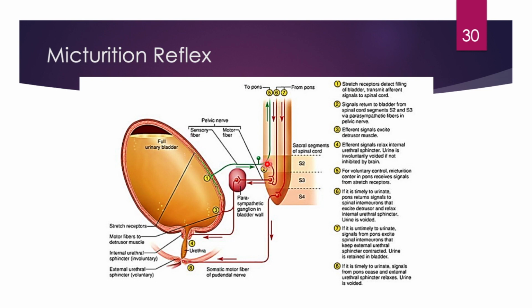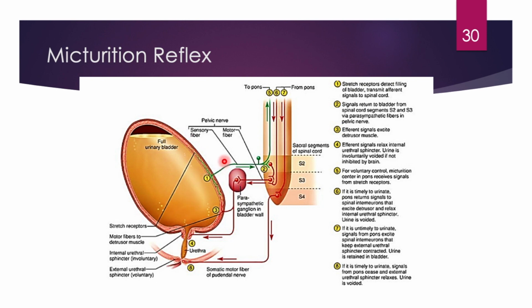Parasympathetic efferents will be sent to the detrusor muscle via motor fibers of the pelvic nerve. This efferent signal will excite the detrusor muscle and cause the detrusor muscle to contract. The same efferent signal will also be sent to the internal urethral sphincter and cause this muscle to relax. If there is no voluntary control or inhibition signal by the brain, urine will be automatically voided.